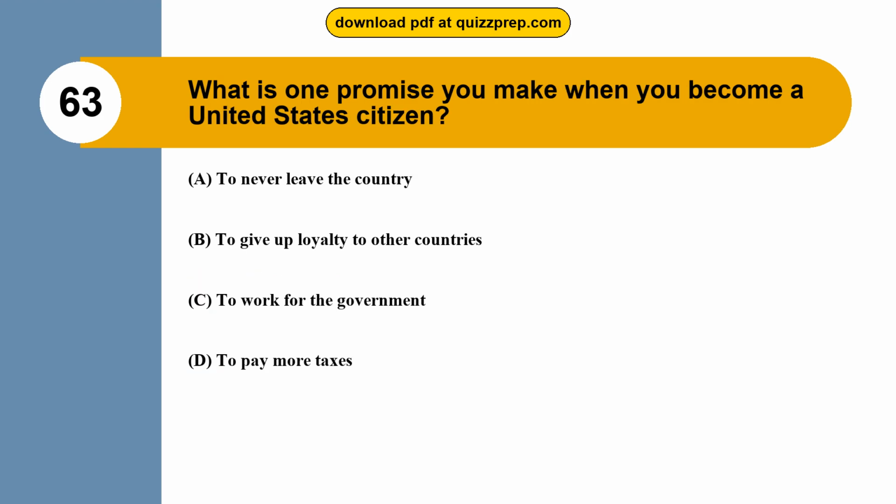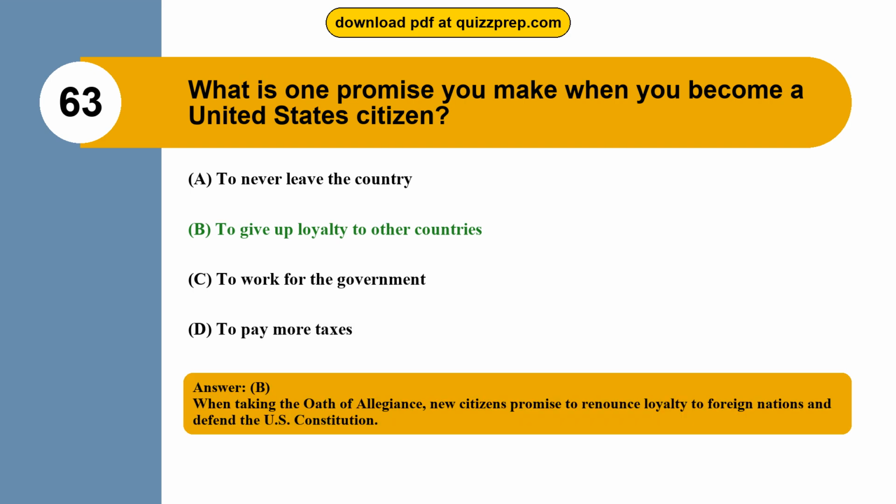Question 63. What is one promise you make when you become a United States citizen? Option A. To never leave the country. Option B. To give up loyalty to other countries. Option C. To work for the government. Option D. To pay more taxes. The correct answer is option B, to give up loyalty to other countries.